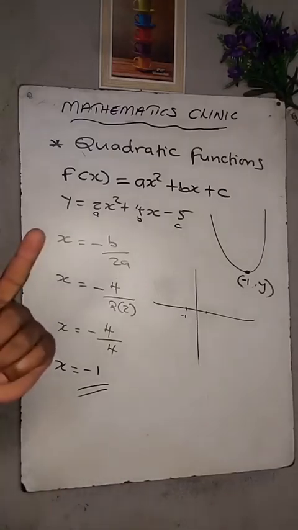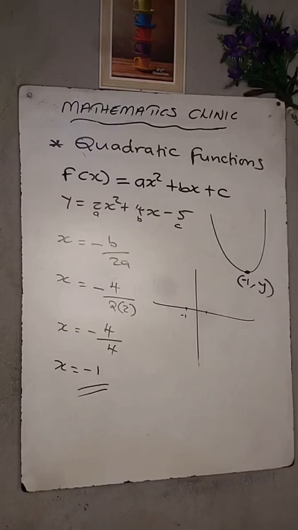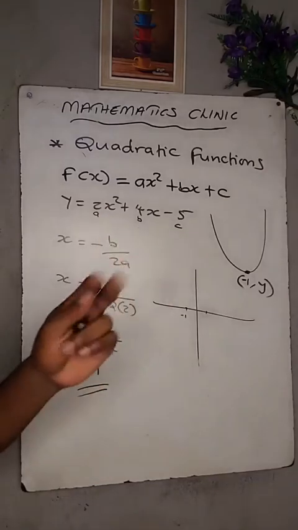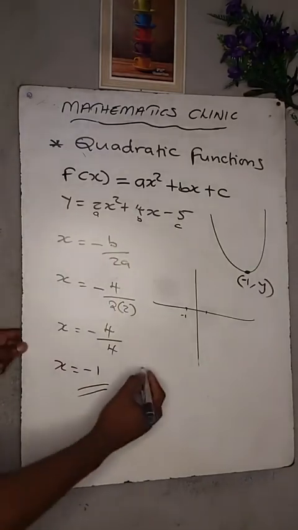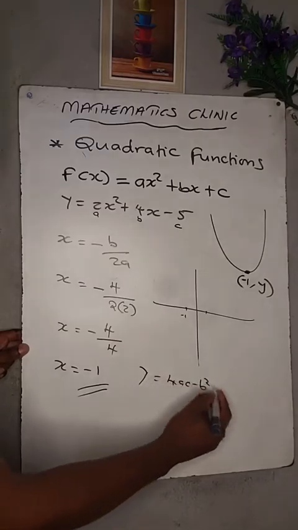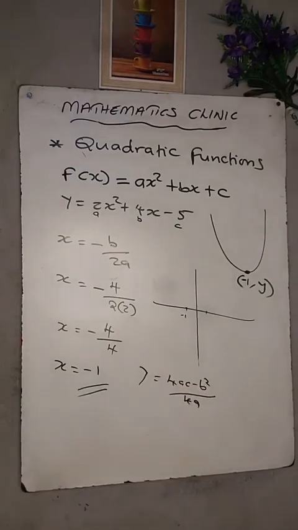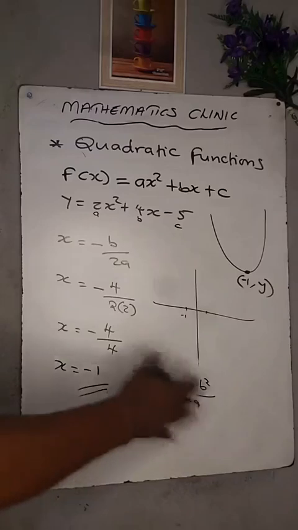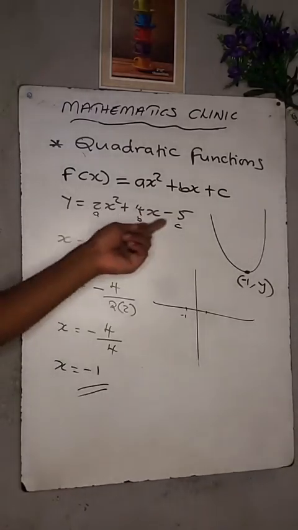Now how do you find the y? My good friends, there are 2 methods that you can use to find the y. You can either use this formula, y is equal to 4ac minus b squared over 4a. Or, if this one is too much to handle, you can just replace on your given function.